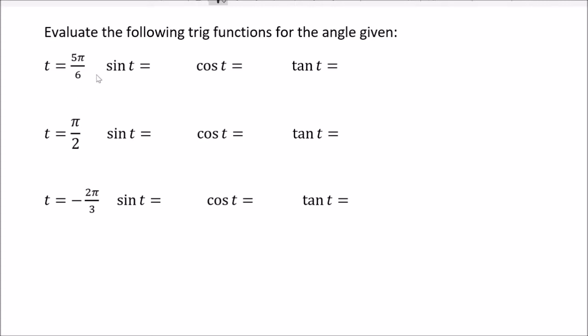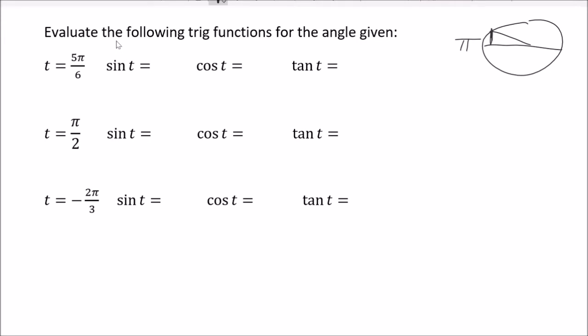Okay, so here's what I do. I think, okay, 5 pi over 6, where is that on the circle? I know that pi is over here, and 5 over 6 is less than 1, so it's going to be a little bit less. So that means it's right in here, and I just kind of draw in that triangle. And from there, I'm able to answer some questions.